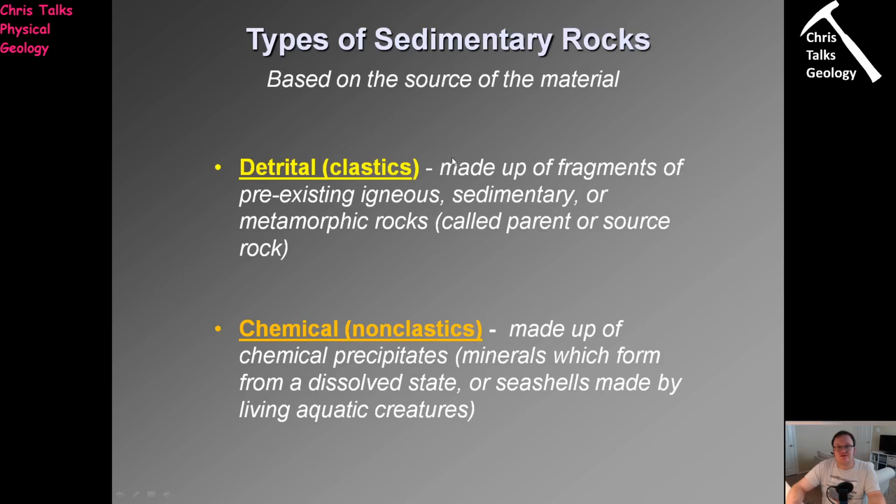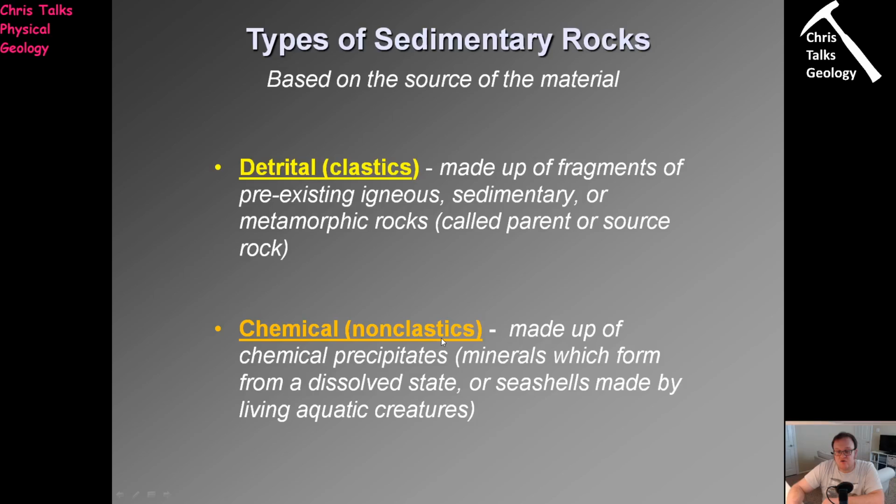Okay. And so now we're going to discuss the types of sedimentary rocks which actually exist. Sedimentary rocks can be split into two very broad groups. There are detrital sedimentary rocks. Now these are the ones which are made of clasts. So these are the ones that consist of pieces of rocks and minerals. And these pieces of rocks and minerals can be igneous in origin, sedimentary in origin, or metamorphic in origin. And these rocks which are broken down to make these clasts are referred to as the parent rock or the source rock.